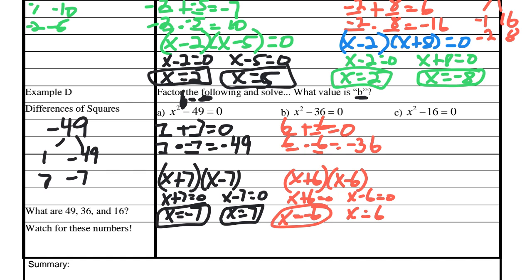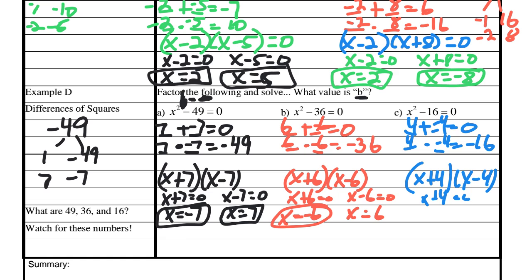All right, C, same thing. What two numbers add to 0 and multiply to negative 16? So again, I'm looking for two numbers that add to 0 and multiply to negative 16, and I will find that that will be 4 and negative 4. So that'll be x plus 4, x minus 4, set each one equal to 0, and solve. So x equals 4, and x equals negative 4.